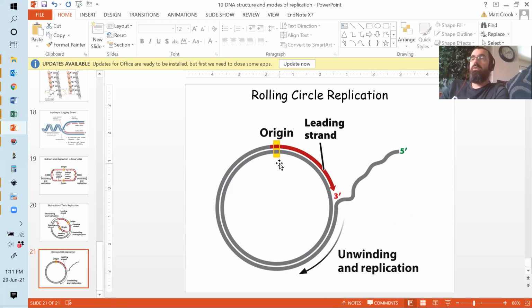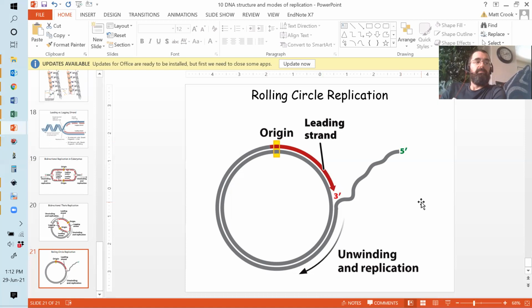There's a single origin of replication, and you essentially only have a leading strand until that leading strand goes around back to the origin, and this strand being kicked off, one of the original strands, gets circularized, and then you have again a single leading strand synthesized using that as a template. So there isn't the issue of the lagging strand with rolling circle replication, because only one strand is synthesized at a time.